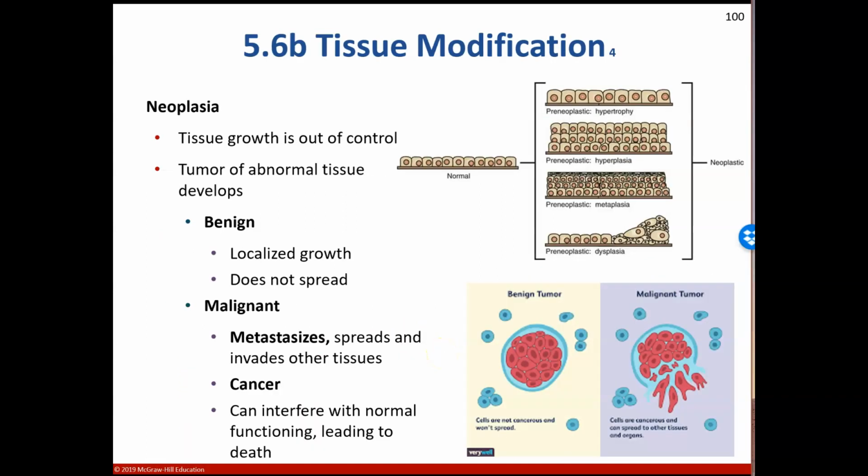Now for neoplasia. This is when we have tissue growth that is out of control. And we did talk about a few different types of neoplasia already. So we'd say all of these are neoplastic. And this is when we can have a tumor or abnormal tissue develop. And they could be either benign or malignant. When it is benign, that means it is localized to one area for growth and it does not spread. Whereas if it is malignant, it metastasizes or spreads to other tissues and starts to invade those tissues. And this is cancer. It can interfere with the normal functioning of that tissue and lead to death.